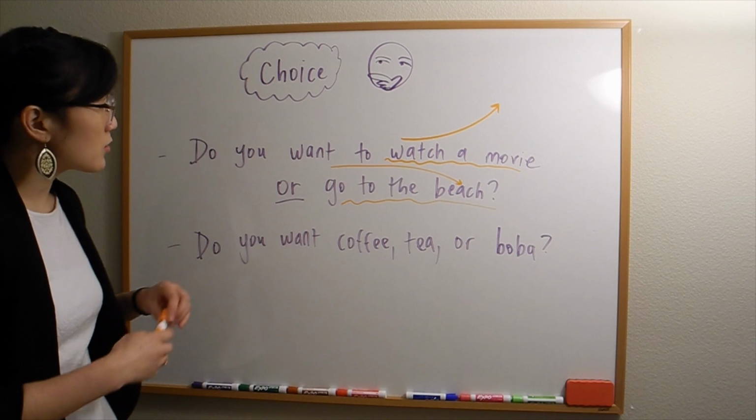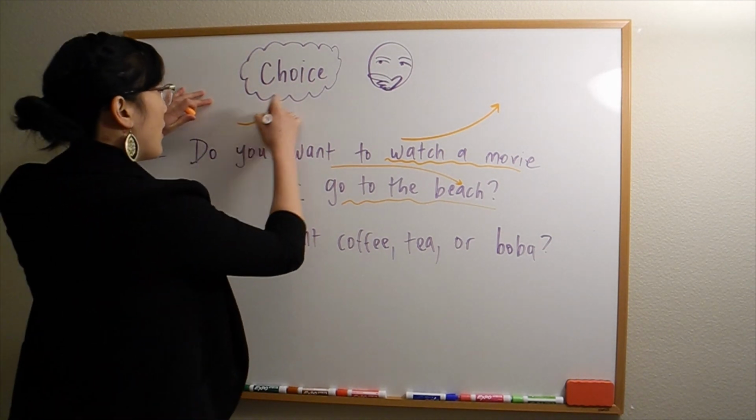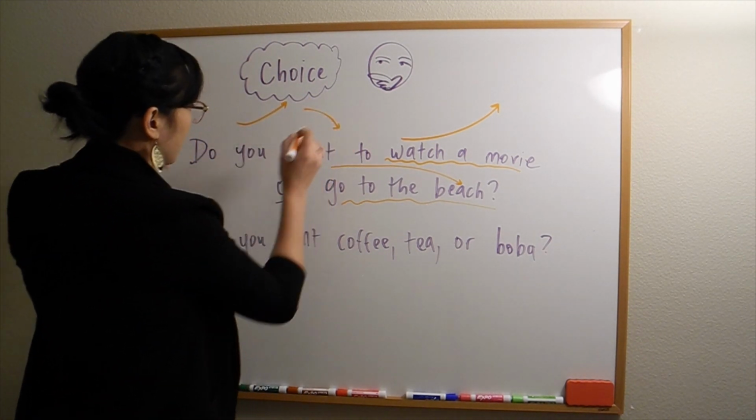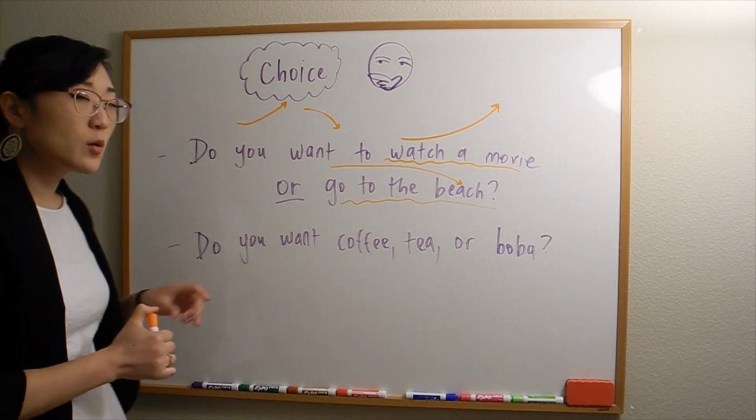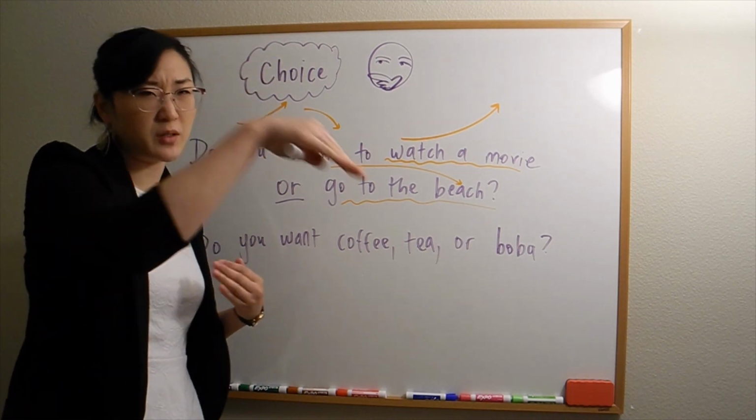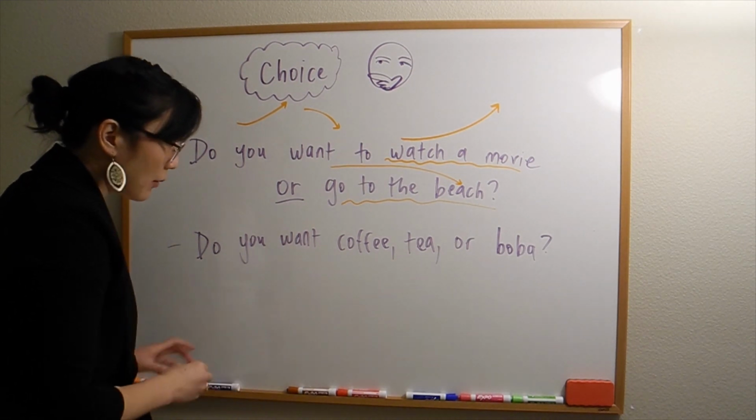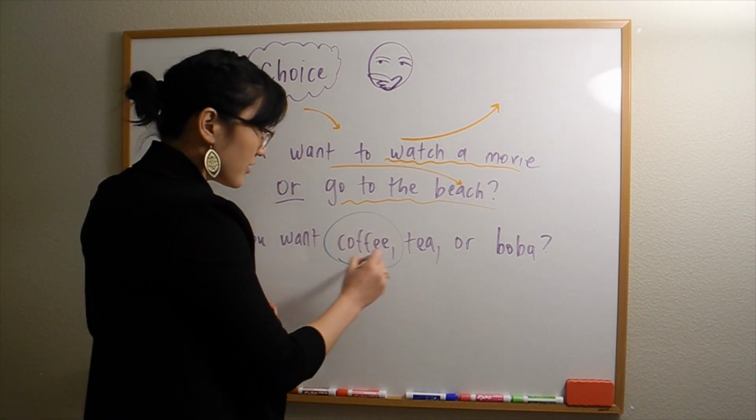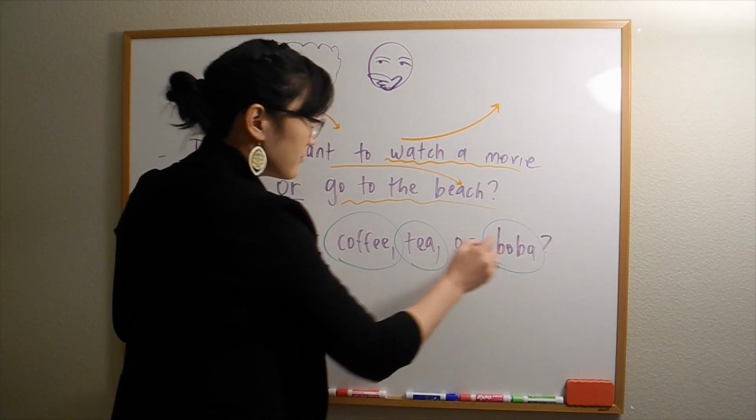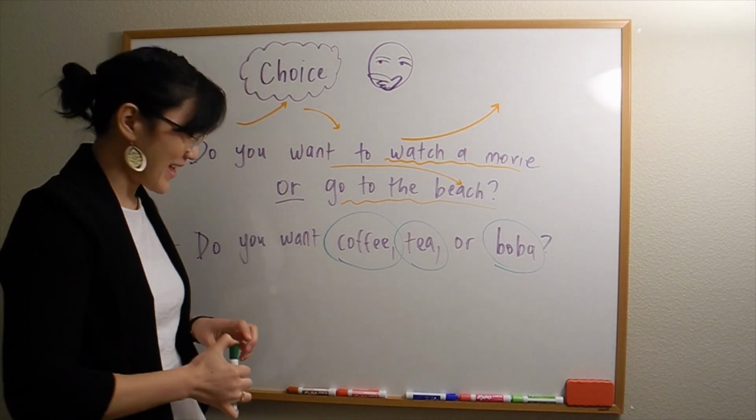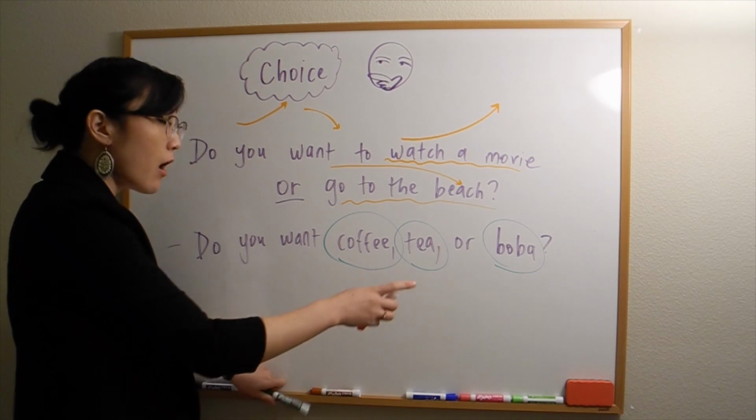right? So look, choice questions will go up and then down, okay? Do you want to watch a movie or go to the beach, okay? This example has how many options? Do you want coffee, tea, or boba? Boba, right? Okay, so this has three options.